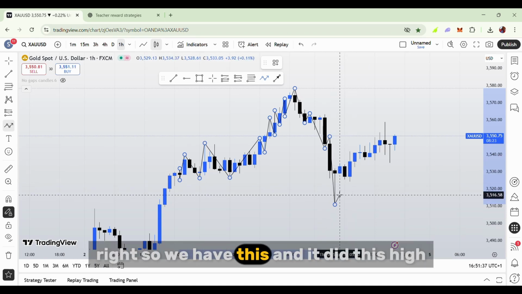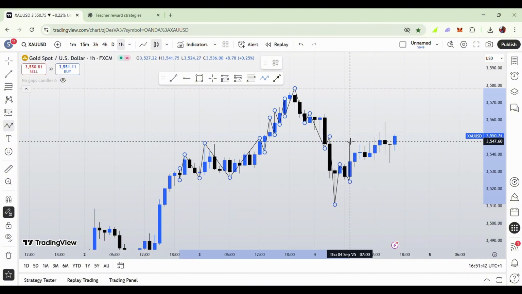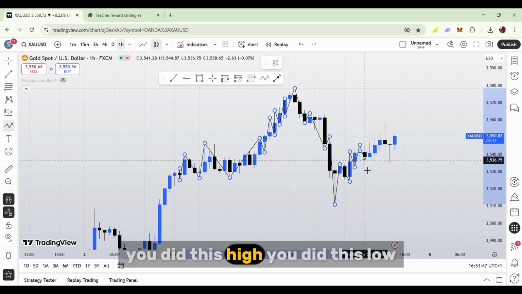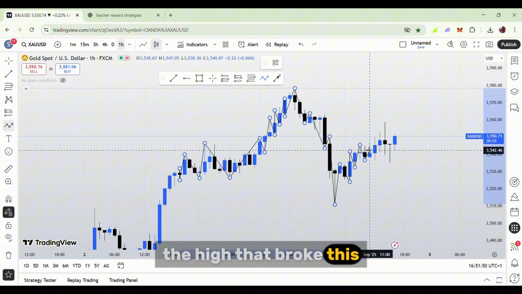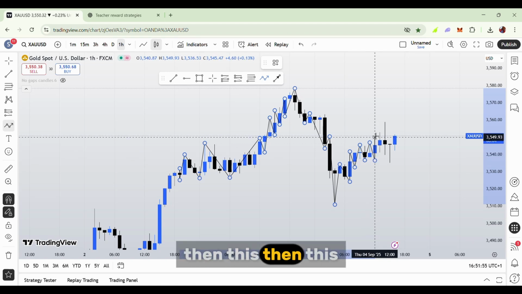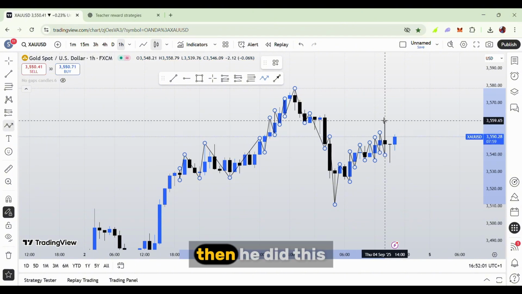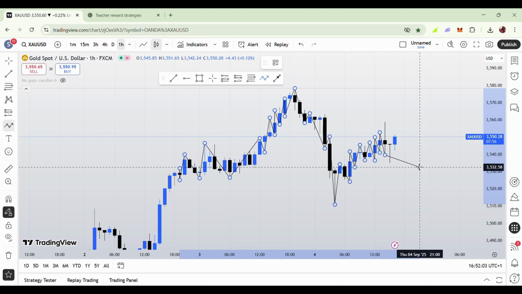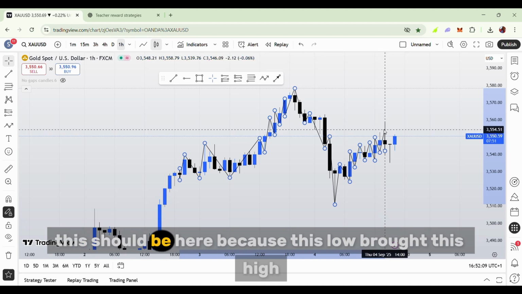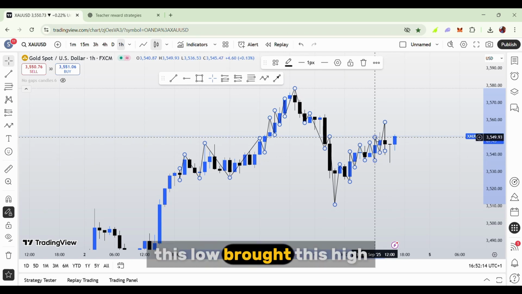So we have this, and it did this high. It did this low. It did this high. It did this low, because this is where I'm paying attention to. Did this high, did this low. The high that broke this one is this, then this, then this, then it did this. I think I made a mistake here. This should be here because this low brought this high, this low brought this high.